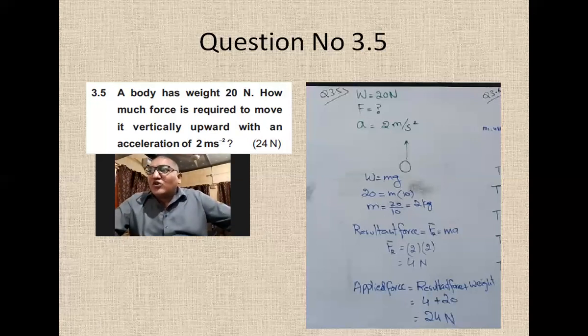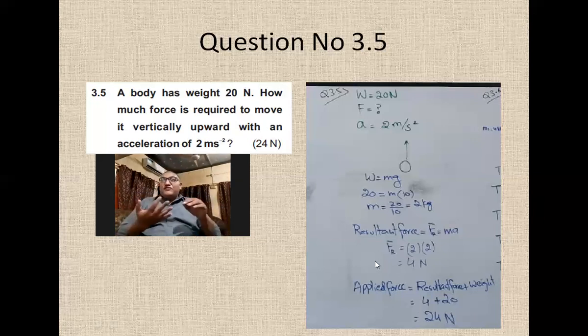Now the force needed to produce an acceleration of 2 meter per second square in the body of 2 kg, I can find using Newton's second law of motion. F is equal to ma. m is 2 kg and a is 2 meter per second square. Just multiply them, 4 Newton. So the force needed to produce the acceleration is 4 Newton, and the weight of the body is 20 Newton.